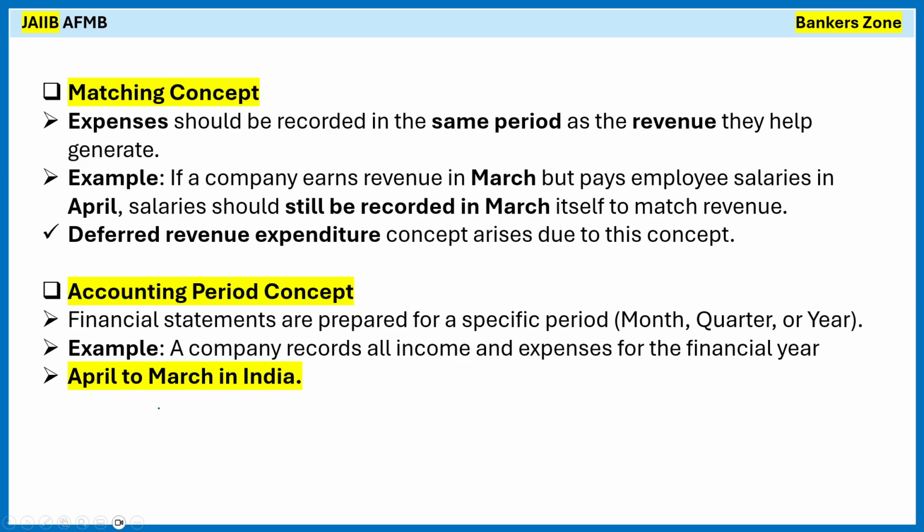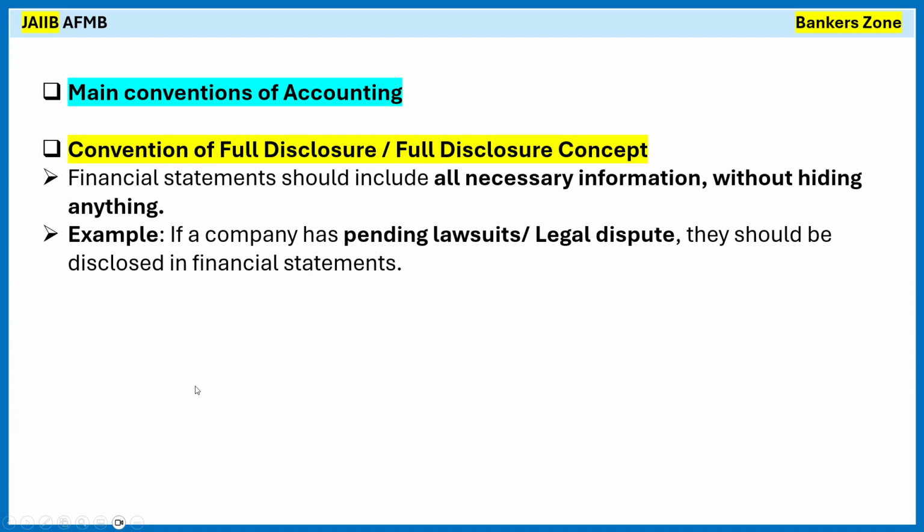Very easy. Now, the main conventions of accounting, we have to see some conventions of accounting. Convention of full disclosure. Convention of full disclosure is also called the full disclosure concept. Now see, the financial statement should include all necessary information without hiding anything. Full disclosure means what? You have to disclose all the data. You should not hide anything, right?